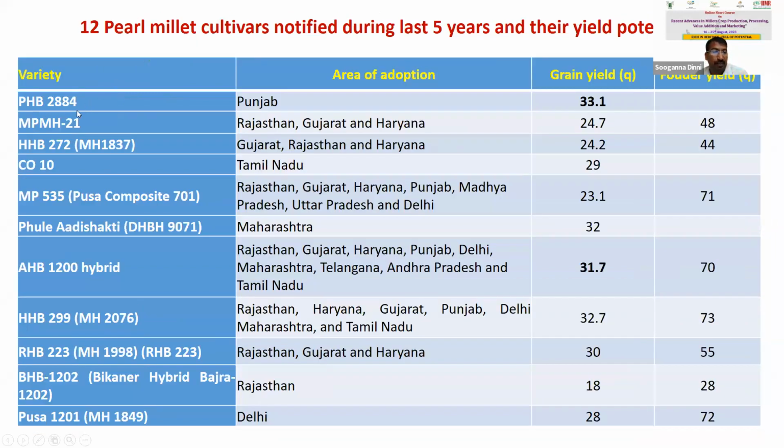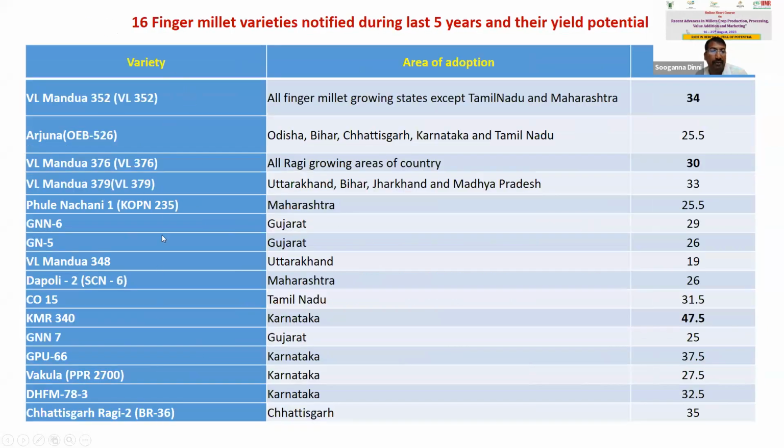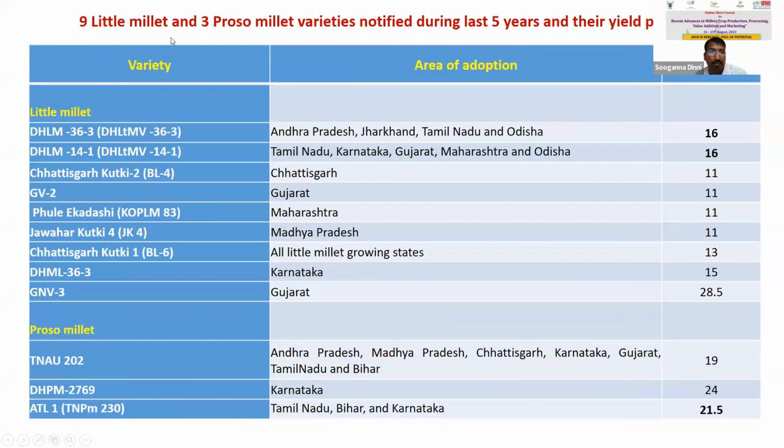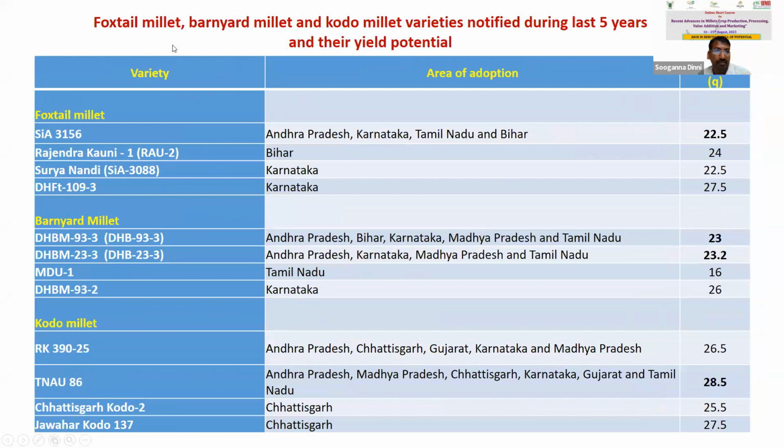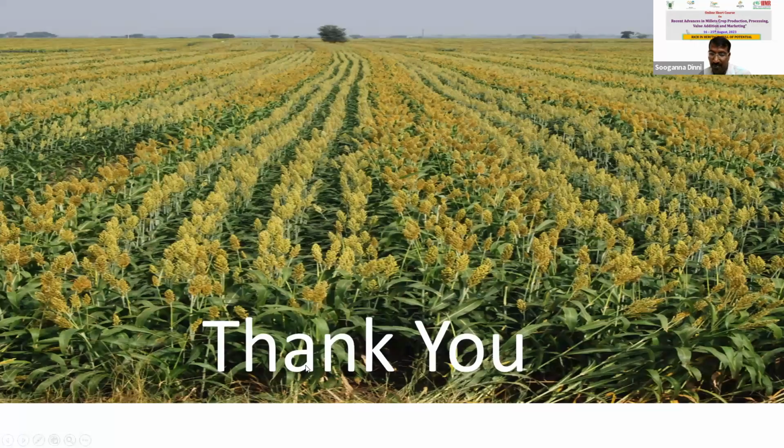In pearl millet, we have also released many varieties and hybrids for different regions. In small millets, in finger millet also, many varieties have come in the last 5 years. In little millet there are 9 varieties. In small millets only varieties are there; there are no hybrids in the small millets. So this is about the foxtail, barnyard, and kodo millets. Different varieties were released. That's all about the millet seed system.